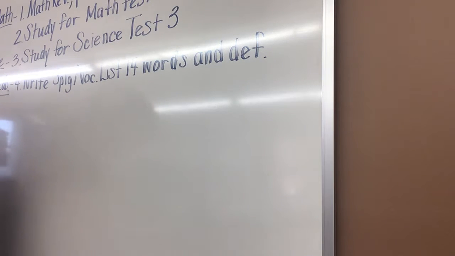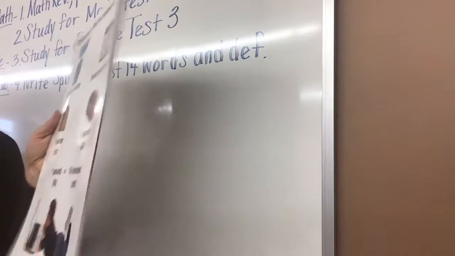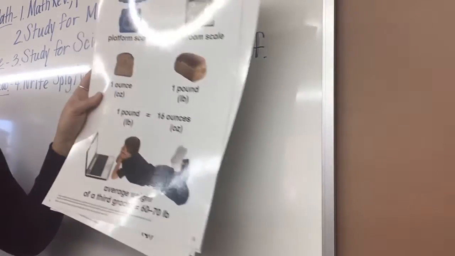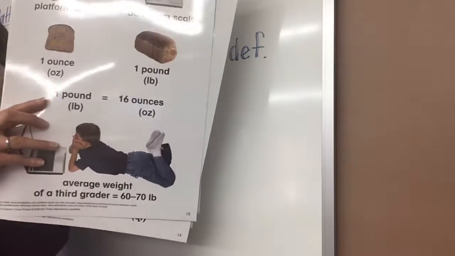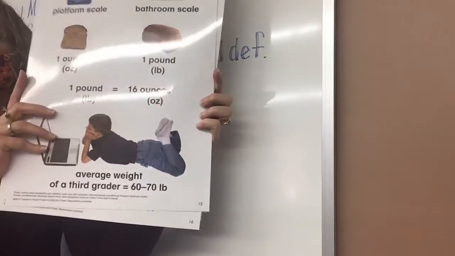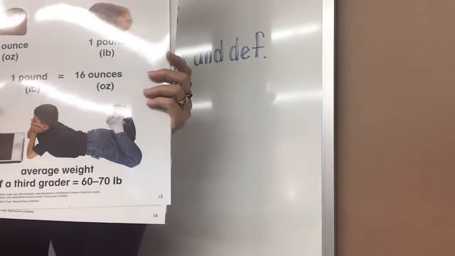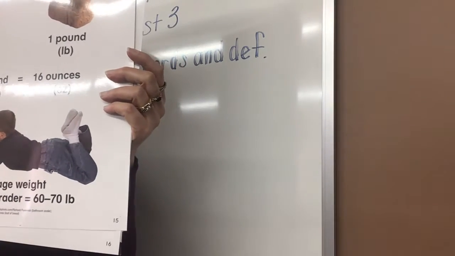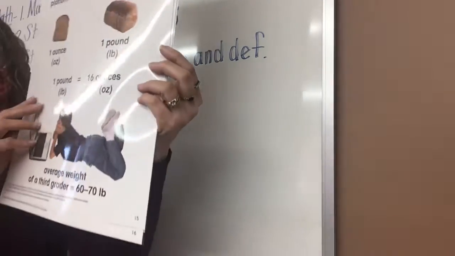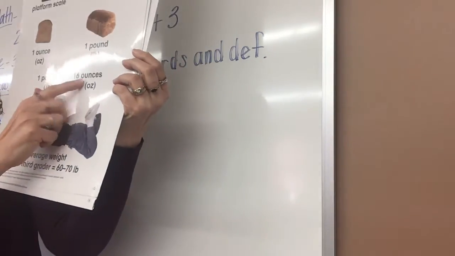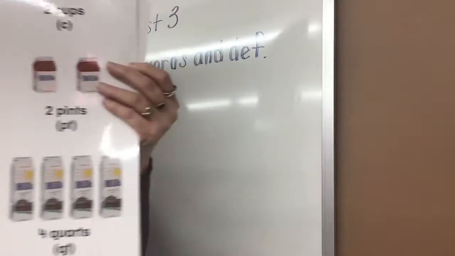All right, let's review the other measurement charts. While we were having distance learning, we learned measures of weight. The only one we have to remember here is what? 1 pound equals 16 ounces. Some of you aren't even looking at the chart. Look at the chart. What is it again? 1 pound equals 16 ounces.